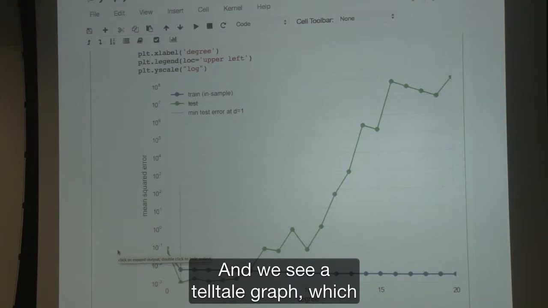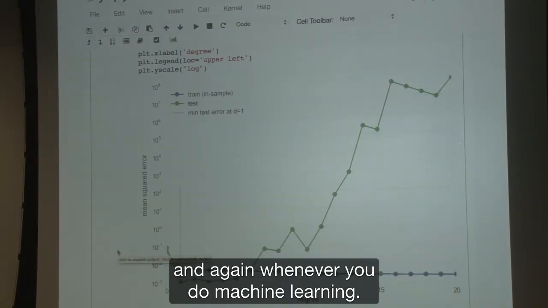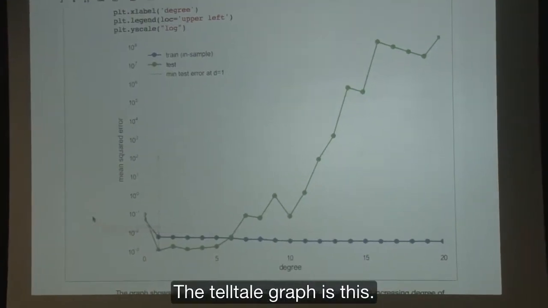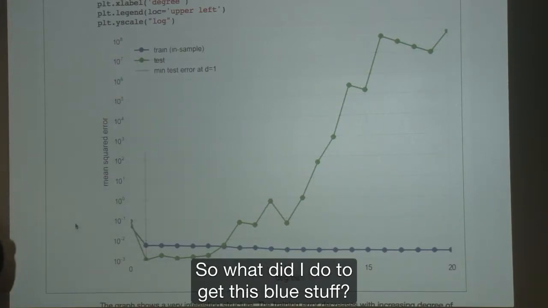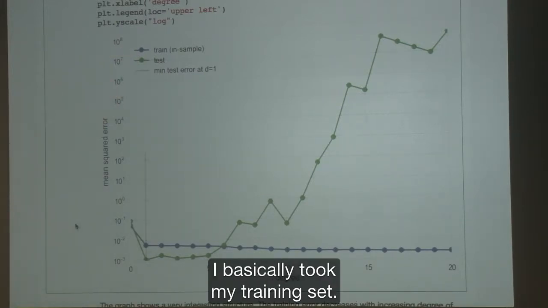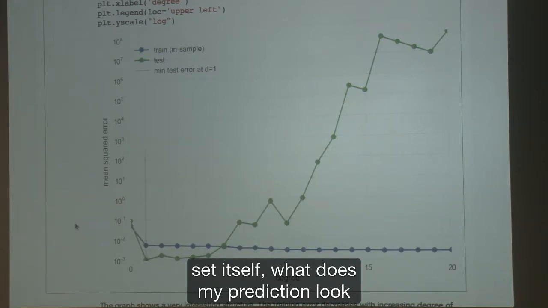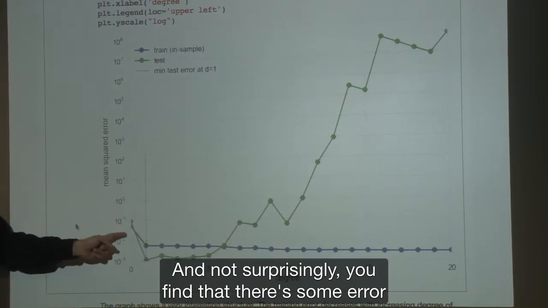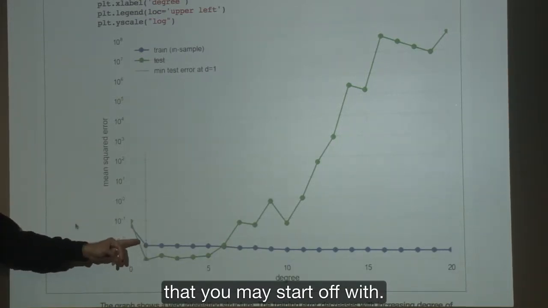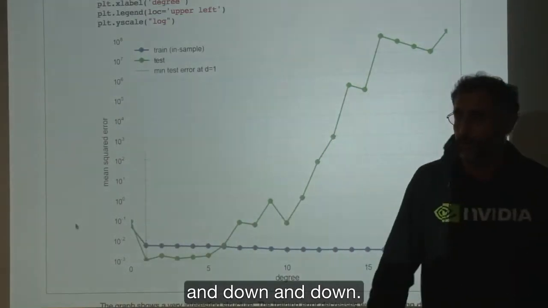And we see a telltale graph, which you are going to see again and again and again whenever you do machine learning. The telltale graph is this. Let's look at the blue stuff first. The blue stuff is the in-sample stuff. So what did I do to get this blue stuff? I basically took my training set. I fit the model on the training set. And then I asked the question that on the training set itself, what does my prediction look like as corresponding to the actual value? And not surprisingly, you find that there's some error to maybe start off with, but the error keeps going down and down and down.